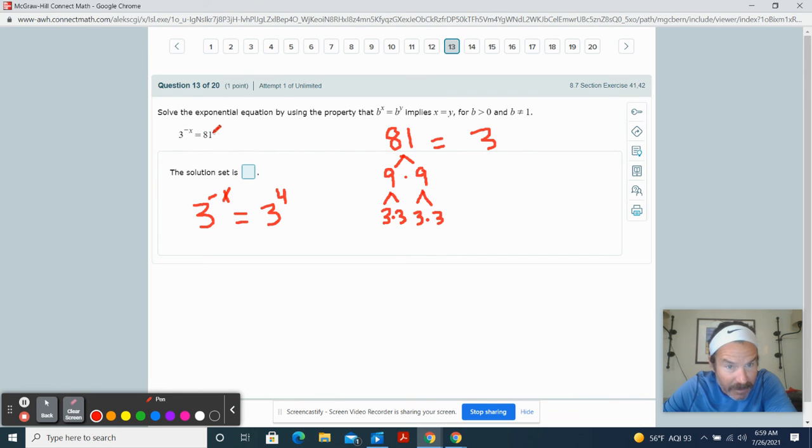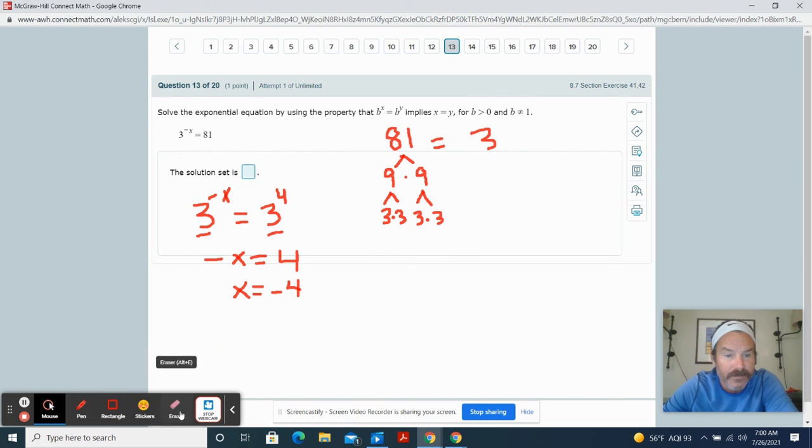So we accomplished our goal here, which was to make the bases the same, because if we can't make the bases the same, we can't solve the exponential without logarithms. And we do not want to talk about logarithms today. So those bases are the same. So now negative x equals 4. And then we have to solve for x. So if negative x equals 4, x equals negative 4. Okay, let's try one more.